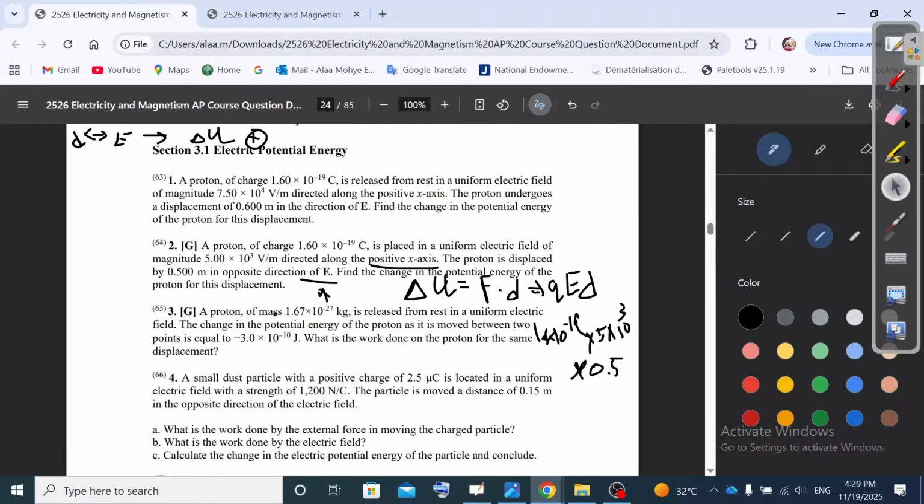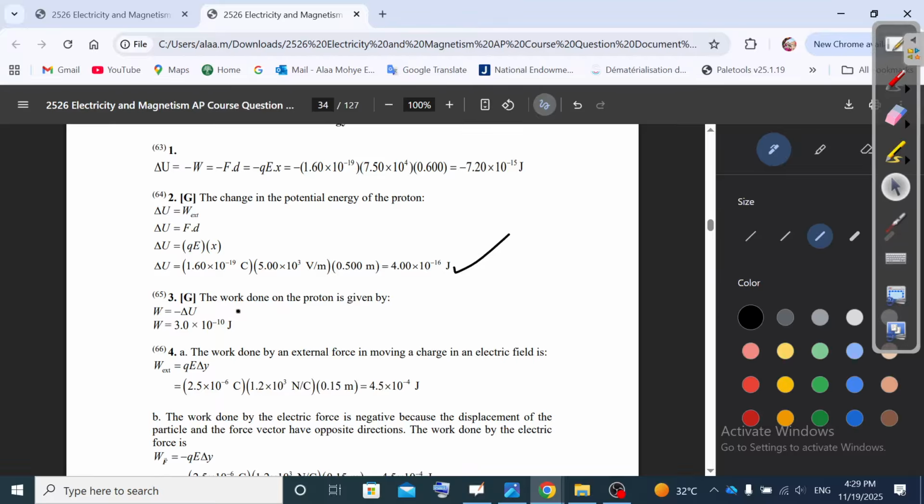A proton of mass this is released from rest. The change of potential energy is this. What is the work done? So you need to also know that the work is your minus delta U. Okay. So in this, you're just going to put minus the 3 times 10 to the minus whatever. So it's going to cancel out, becoming positive, as you can see here. That's what they did. Okay.